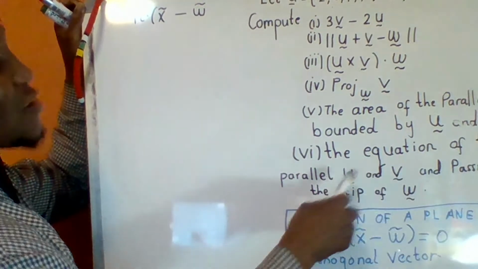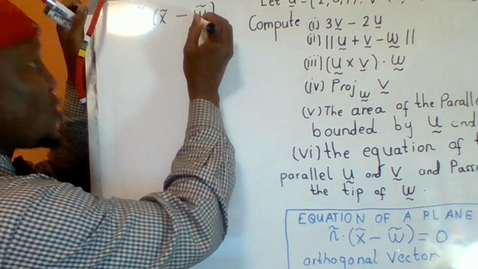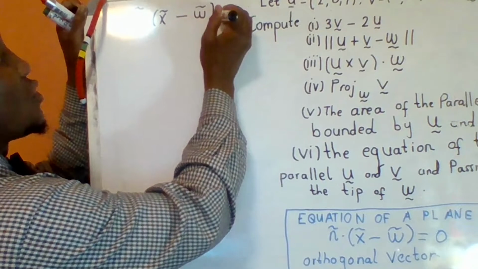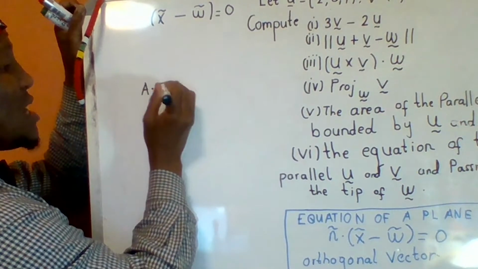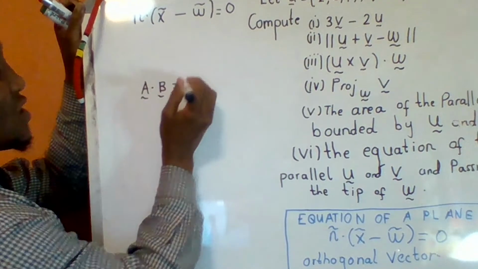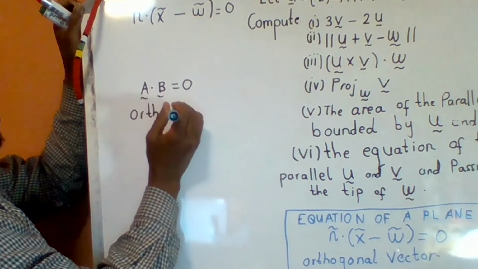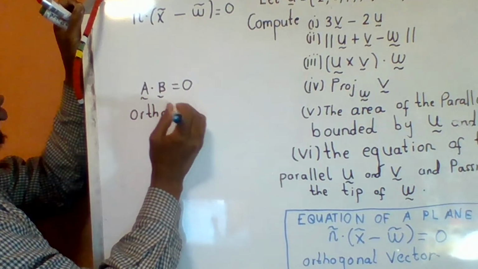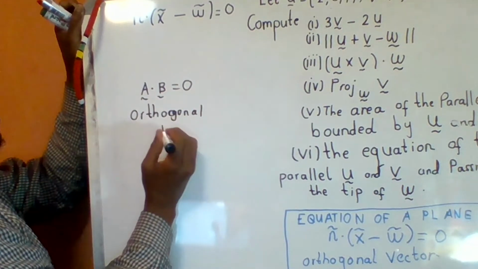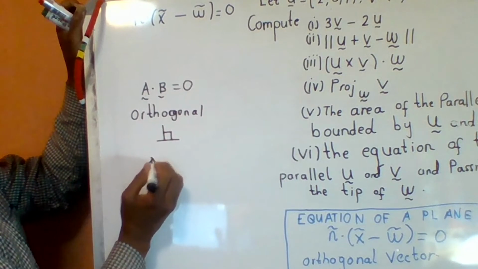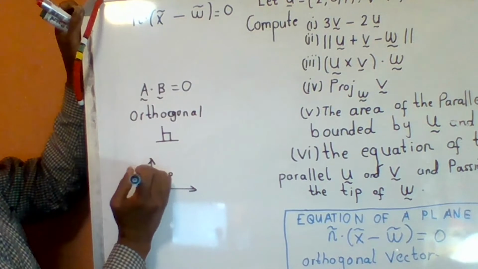So what does that mean? If you have vectors a and b, and a dot b equals 0, it means these two vectors are orthogonal to each other. You know what orthogonal means? They make an angle of 90 degrees. Let's say you have vector a and this vector b; these two vectors are orthogonal to each other. If they're orthogonal, when you dot them, they have to give you 0. Those are orthogonal vectors.